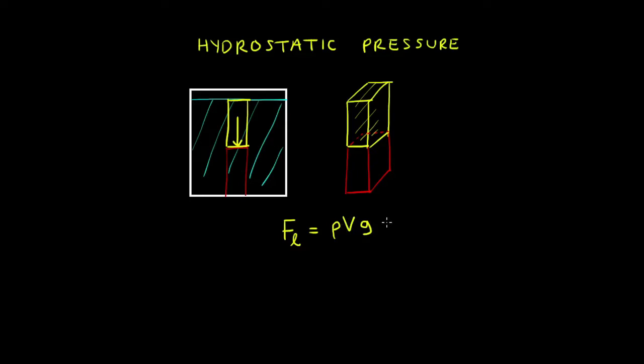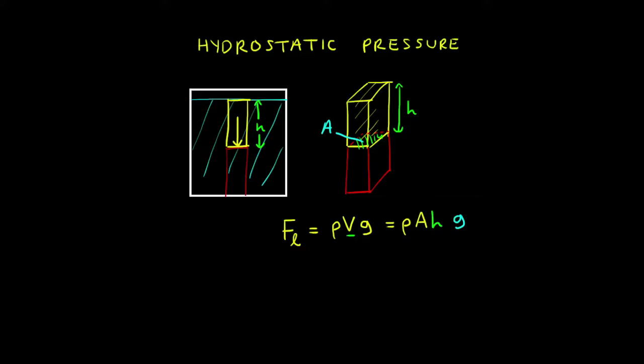So this can be written as the density by the area, so this area here, multiplied by the height of the column of liquid from the surface, which is another way we can write the volume. So this here is the perpendicular area, multiplied by height gives us the volume, then we multiply by gravity.